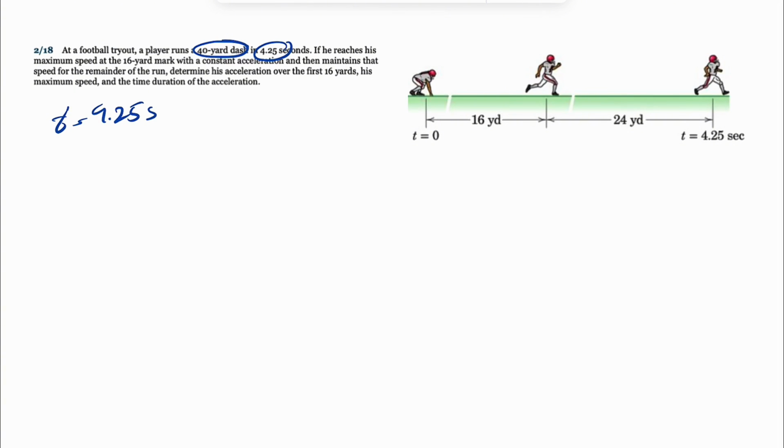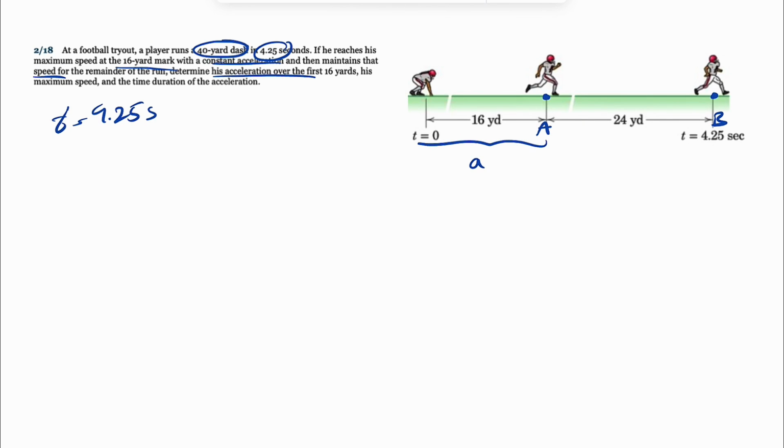He reaches his maximum speed at the 16-yard mark with a constant acceleration, so moving from t0, we can call this point A and this point B. He has constant acceleration, and after point A he has constant speed. These are the givens, and we need to determine his acceleration over the first 16 yards.